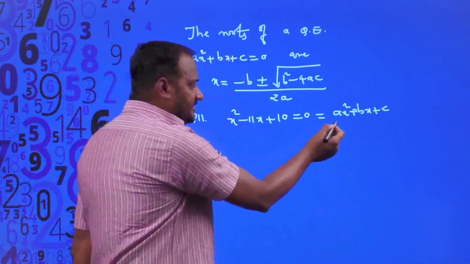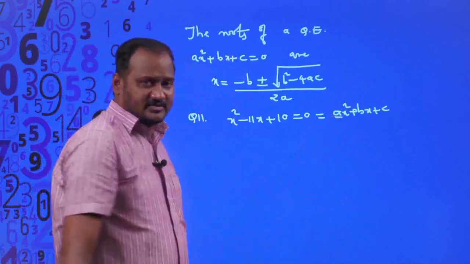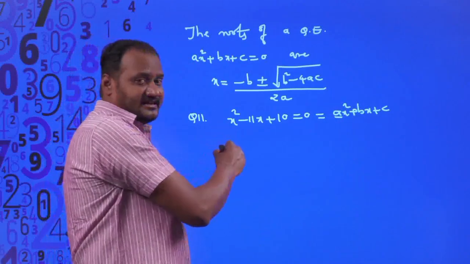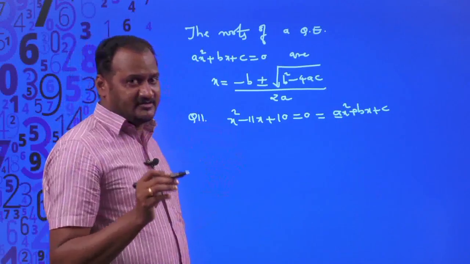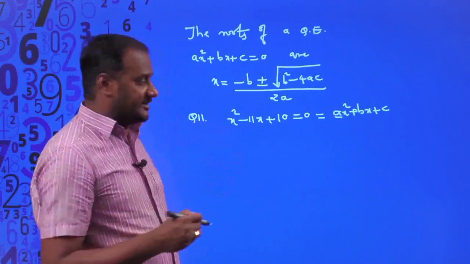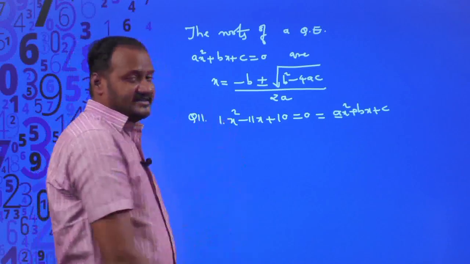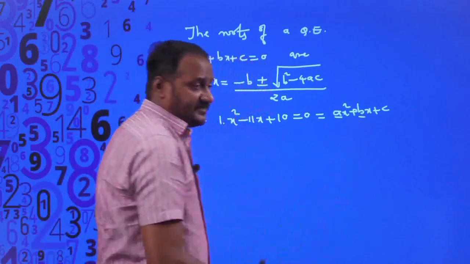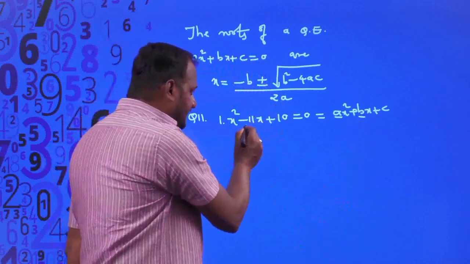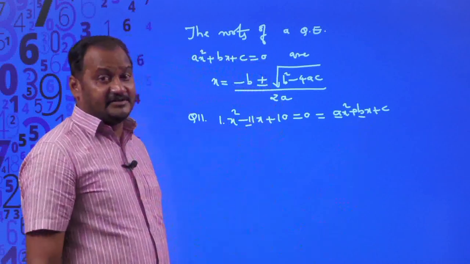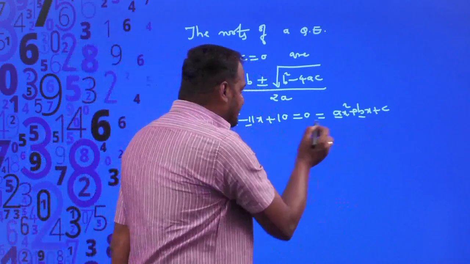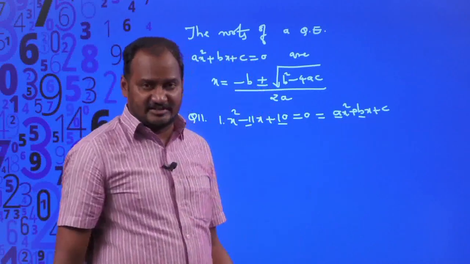What is the value of a here? A is the coefficient of x square. Then what is the coefficient of x square here? If nothing is there, then it means 1 should be there, because 1 into x square is equal to x square. So 1 is the value of a. Similarly, what is the value of b here? That is plus b, which is equal to minus 11. It means the value of b is equal to negative 11. And the value of c is going to be 10. So the value of c is equal to 10.